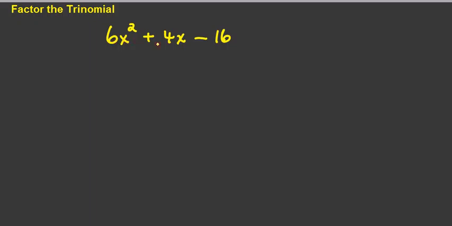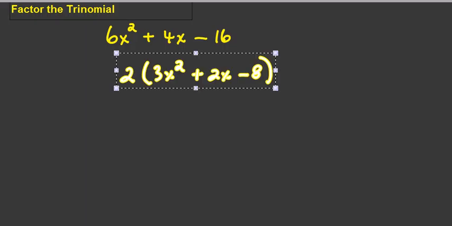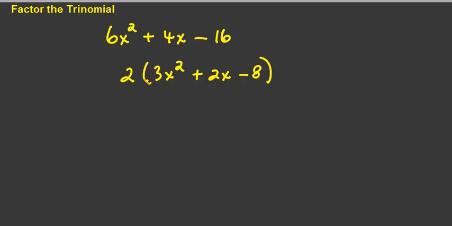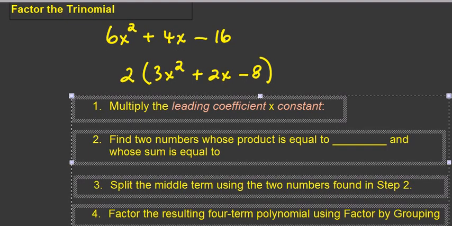So when you look at 6x squared plus 4x minus 16, we see that there's a 2 common to all three terms. So if we factor that 2 out, we end up with 2 times 3x squared plus 2x minus 8. And now we need to continue to factor by trying to factor this trinomial. Now, the leading coefficient is a 3, and it's not that bad to try to factor this using trial and error. But I'm going to show the factor by grouping method again just to get some more practice with that.